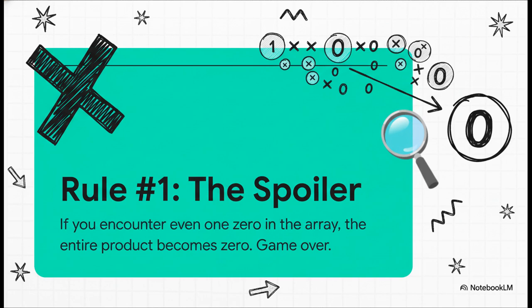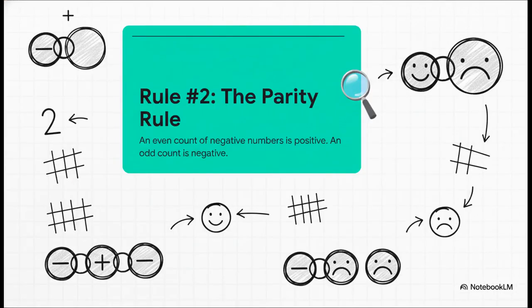The final product has to be 0. It's like an instant knockout punch. Okay, next up is what I call the parity rule. And this is all about the negative numbers.